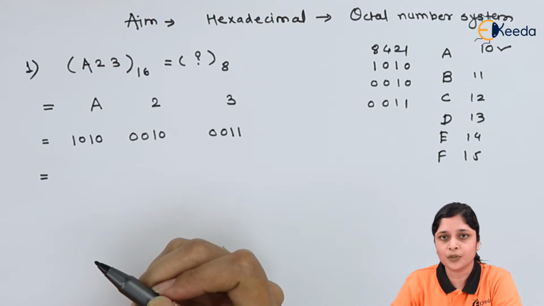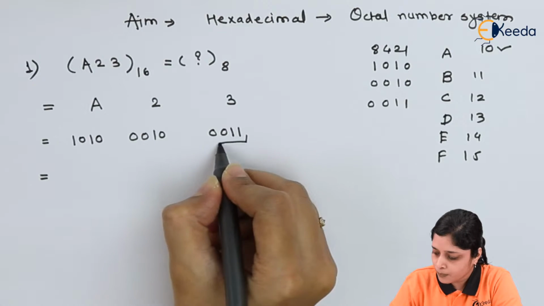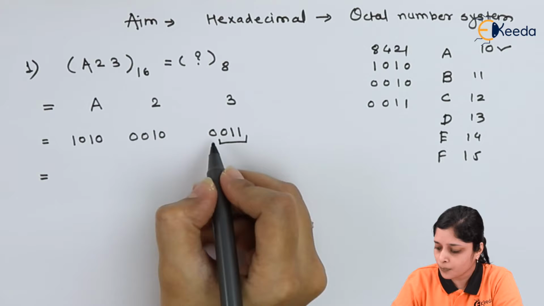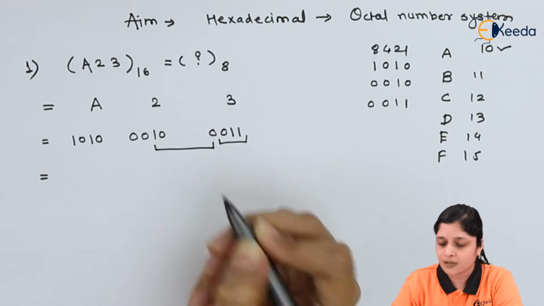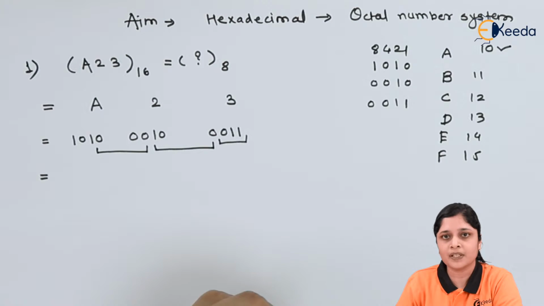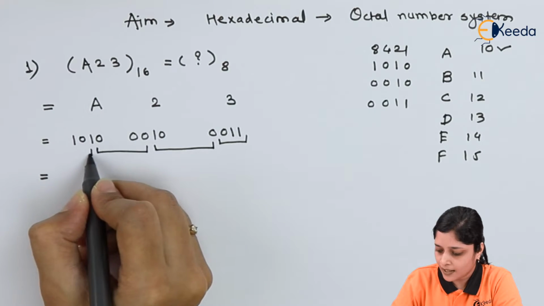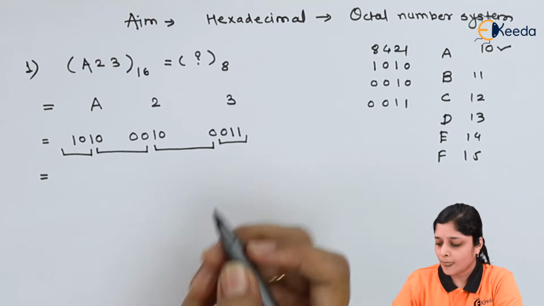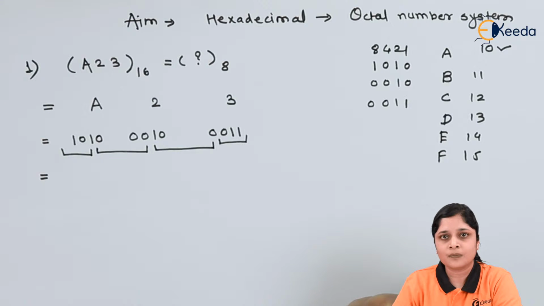Now, what you will do? You have to group 3. You have to make 3 bits. Likewise, here also count 3 bits and make a group. And here also. Then convert these 3 group into octal number system.